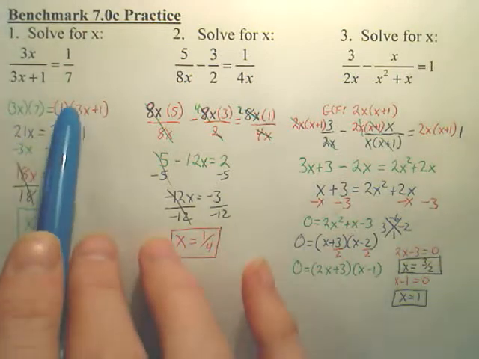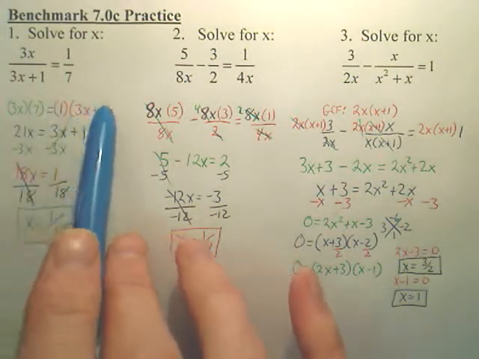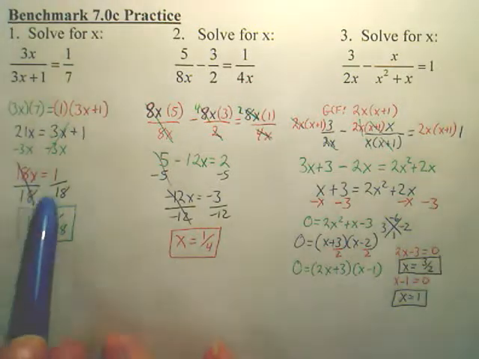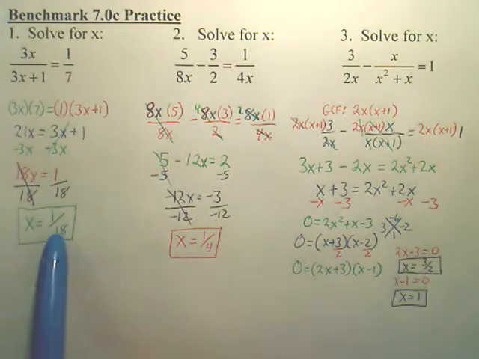This becomes 21x, this becomes 3x plus 1 when you distribute. And then we just solve for x. So minus 3x over, divide by 18. There's our answer.